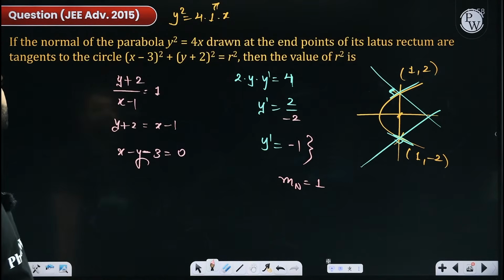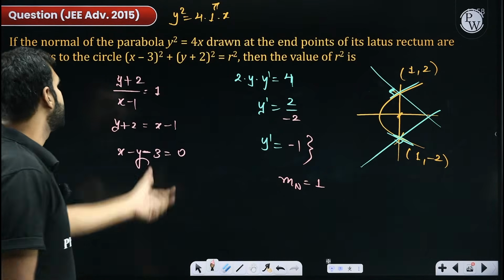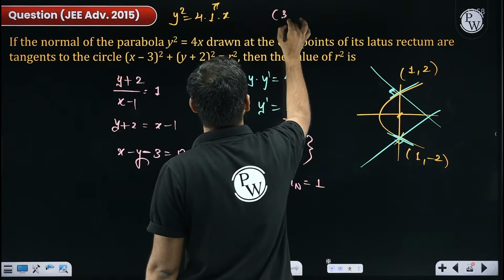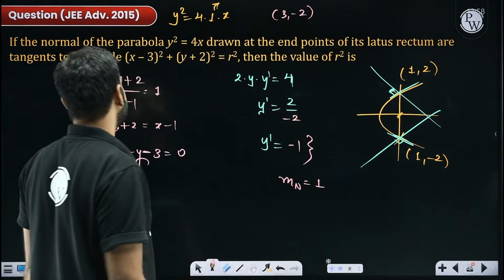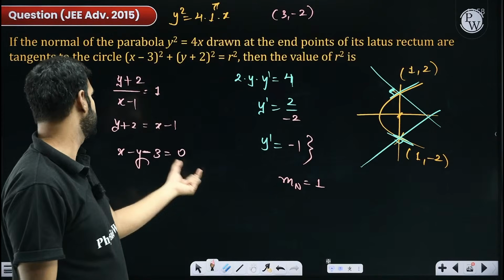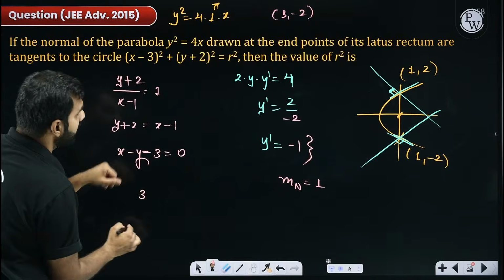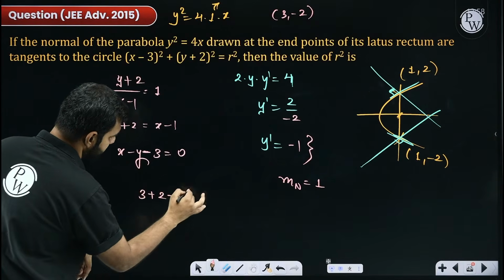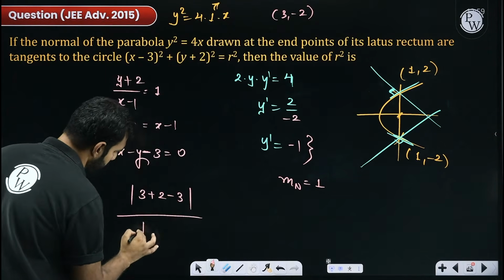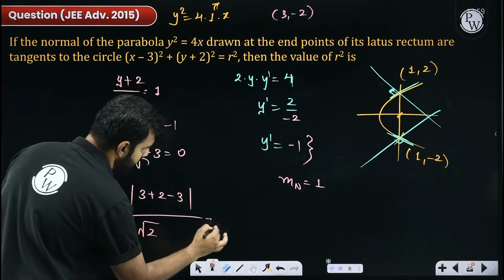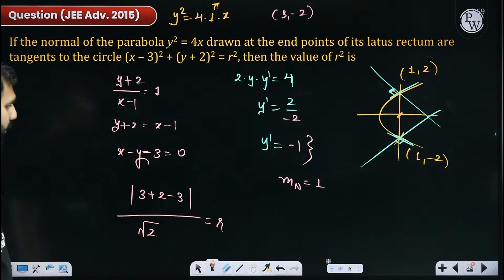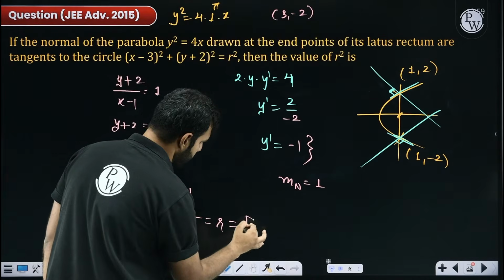Now, when I finally move ahead with this, again I think there will be a problem, because this circle has a center at 3 comma minus 2. So from 3 comma minus 2, if I find the perpendicular distance, 3 is 3, minus of minus 2 is plus 2, minus 3, divided by under root a square plus b square. So 1 plus 1 is 2. This should be the radius. And with this, 2 by root 2 is root 2. So r should be root 2.